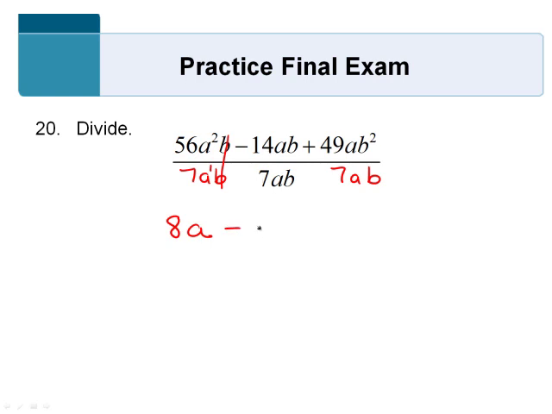Okay, then we go to the next term. Minus 14 divided by 7 is 2. The a's cancel, and so do the b's. So the middle term is just 2. Bring down the plus sign. 49 divided by 7 is 7. A over A cancels out completely. And if we subtract the b's, 2 minus 1 just leaves b. So that's your answer for number 20.